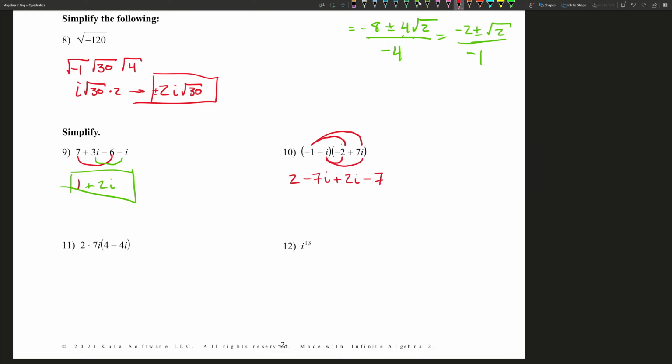We simplify a little bit. 2i minus 7i plus 2i, that's 2i minus 5i. And then negative 7i squared just becomes negative 7 times negative 1. All right, and then we just simplify, so 2 plus 7, that's 9, and then we have 9 minus 5i.